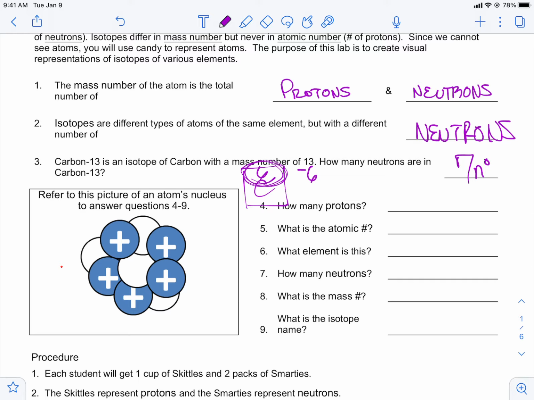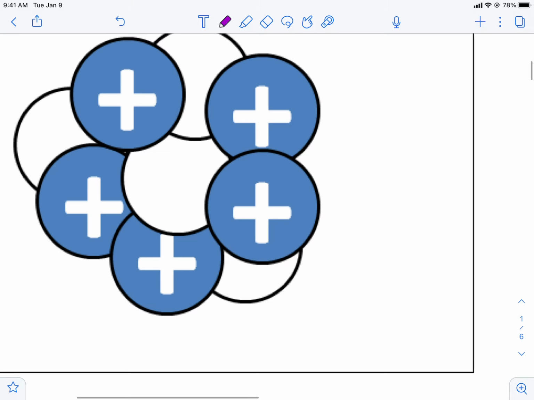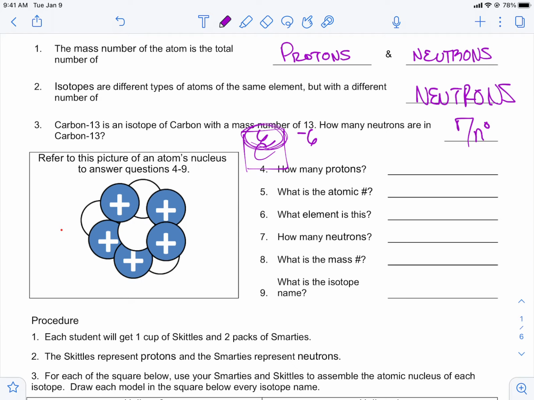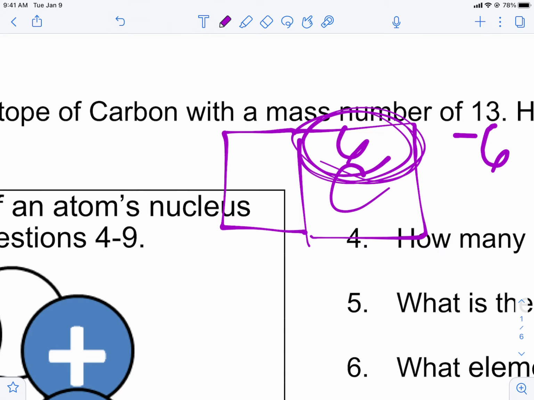So the next step is: how many protons and neutrons, and what isotope is this picture that we see to the left? First we count the number of protons. Those are the circles with positive symbols in them. There are 5, so we say 5 protons. Then, what is the atomic number? The atomic number is the number of protons, so that will also be 5. What element is this? We find element number 5 on the periodic table, which is right next door to carbon. It will have a large B for the chemical symbol, and there will be a 5 above it. That element is boron.